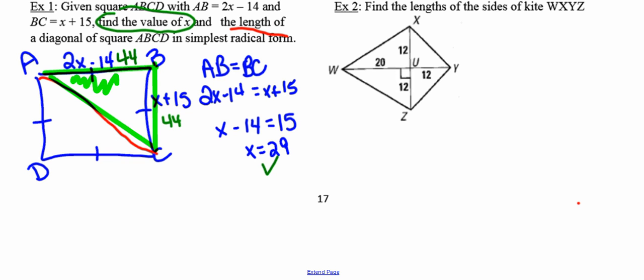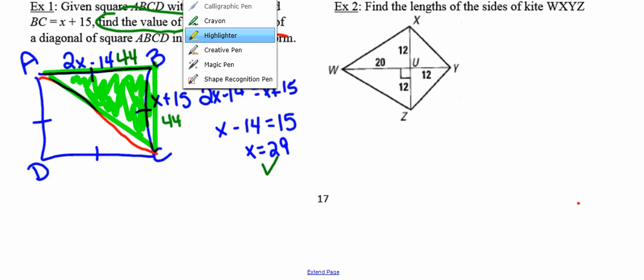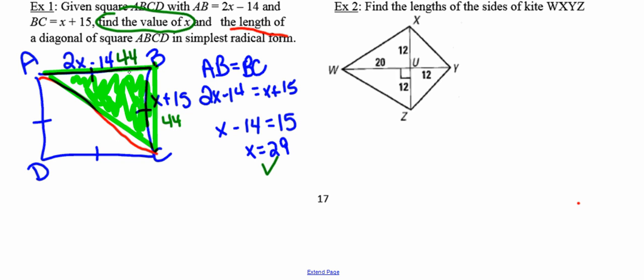So I'm going to start by going ahead and looking at that little green triangle up at the top of my square. I know that that triangle is a right triangle because all of the angles in a square are right angles. I know that triangle is an isosceles right triangle because it has two legs that are the same length.